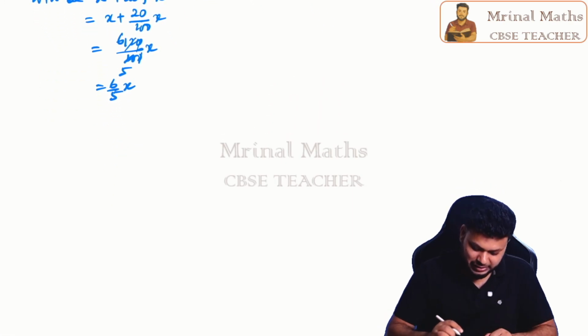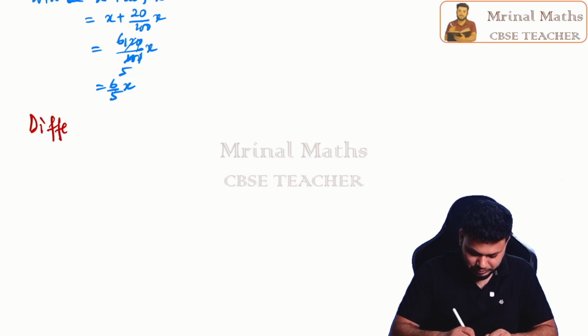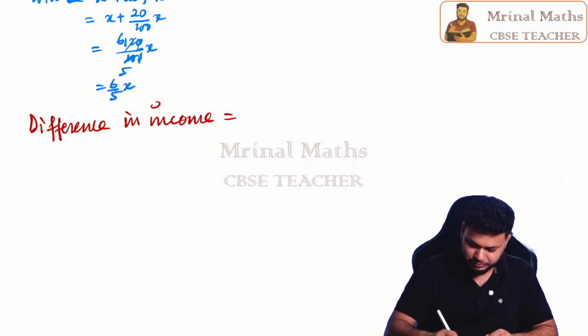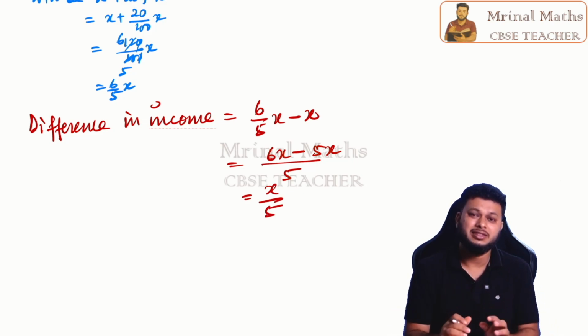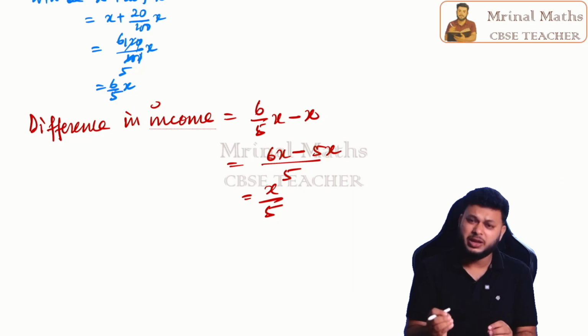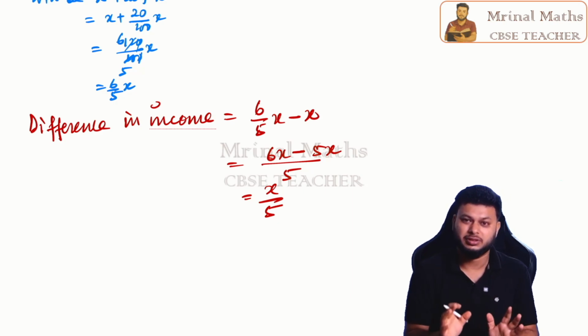So the difference in income is 6 by 5 X minus X. Doing the LCM, you have X by 5. So the difference in income, in the sense Mr. Rawat's income is X by 5 more than Mrs. Rawat's. This is the meaning.